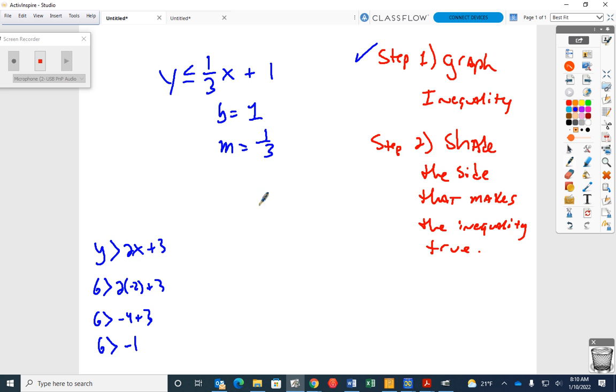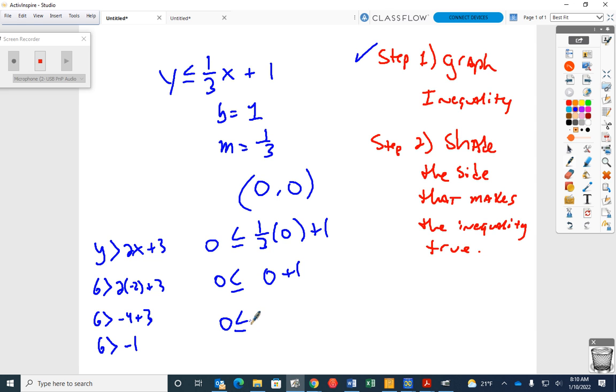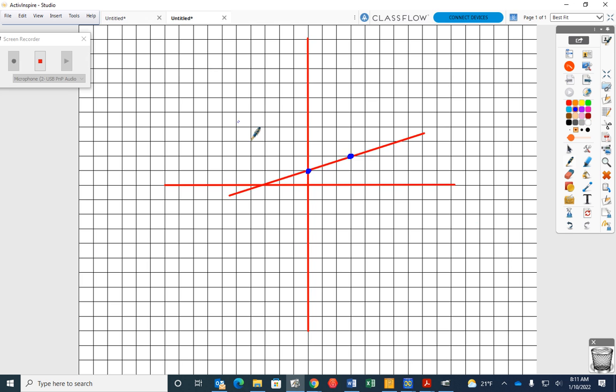If I replace this with 0, 0 is less than or equal to 1/3 times 0 plus 1. What's 1/3 times 0? That's a tough one. 0. What's 98/3 times 0? 0. Anything times 0 is what? 0. What's 0 plus 1? Is 0 less than or equal to 1? Yes. Don't overthink it. Now, which side is that on?